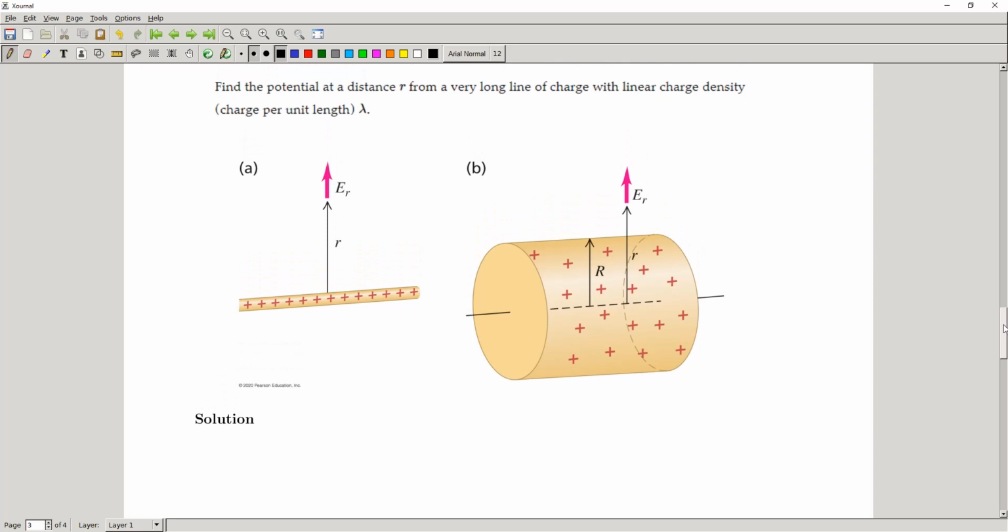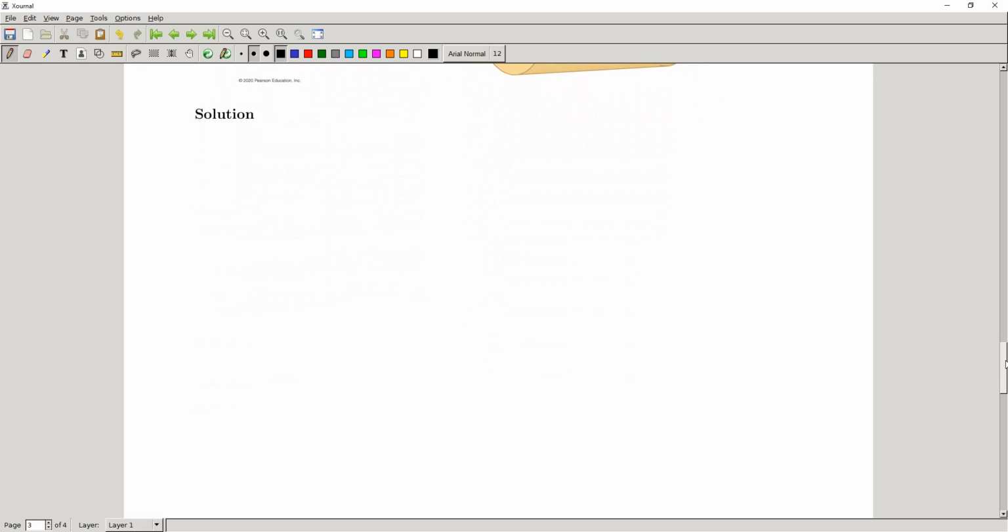So this is our picture here, right? We're thinking of basically case A mostly. We want to find the potential at a distance r from a very long line charge with linear charge density lambda, right? Okay, so let's start off. We're supposed to know what the electric field is.